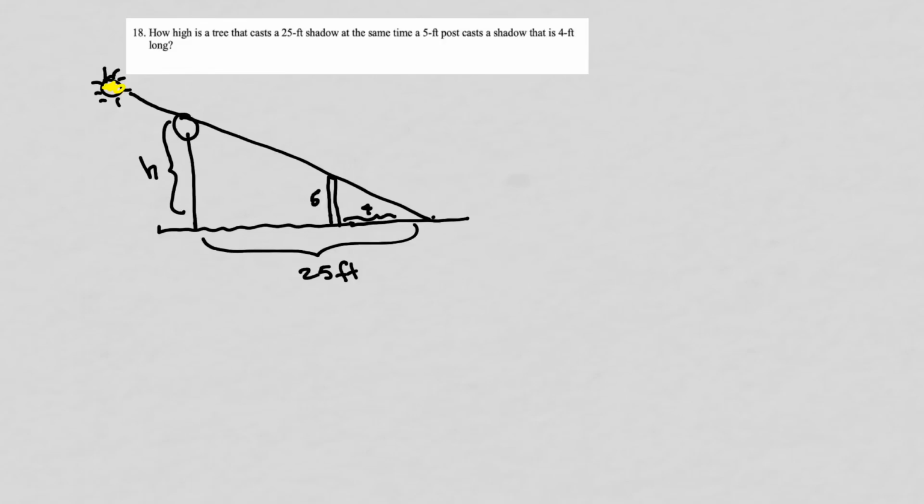We're going to say that this height is to that base as this height is to that base. All right, here's one way to do this. I'm going to write that H is to 25 as 5 is to 4. I'm doing it this way: the tree height is to the tree shadow as the post height is to the post shadow.